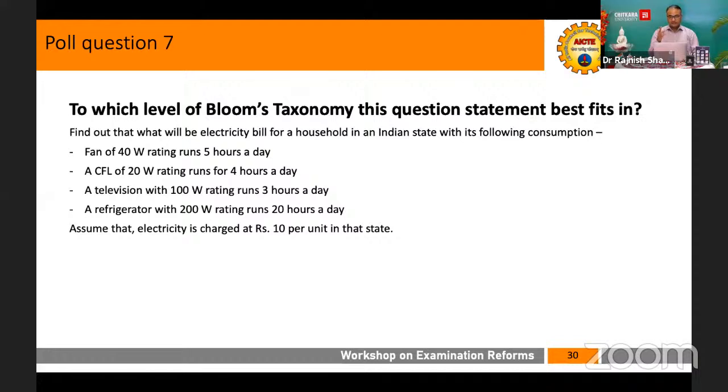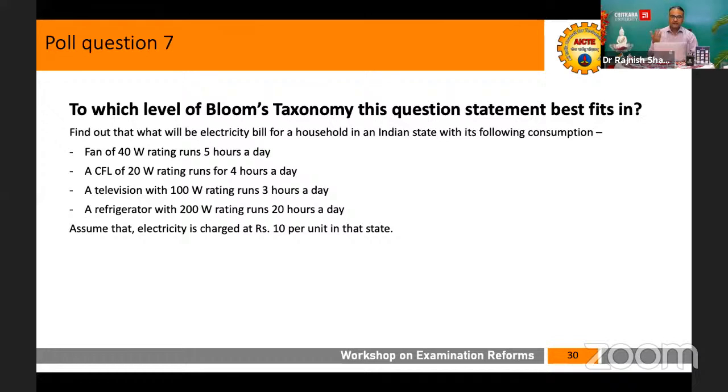Evaluate, yes, partially evaluate. Many of you are saying that it's evaluate, and yes, it may be evaluate. It looks like an evaluate problem statement, definitely more of an evaluate problem statement. This is how it has been designed.